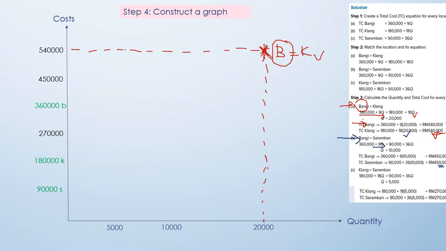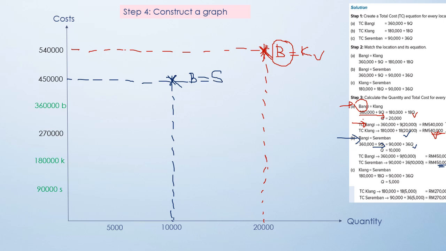So the quantity here is 10,000 to intercept with 450,000. So 10,000 is here, 450,000 is here. So 10,000 will be crossed with 450,000. So this is the second intercept, I mark as X as well. This second intercept belongs to Bangi and Seremban. So I label here Bangi and Seremban.